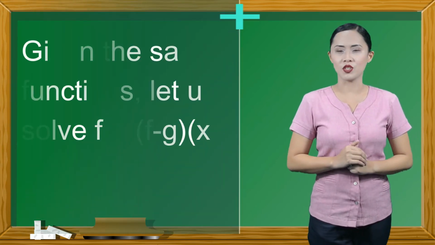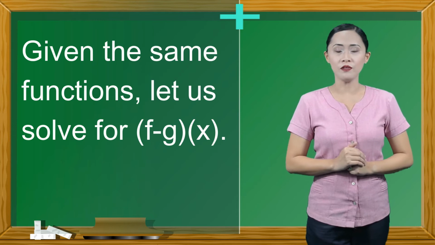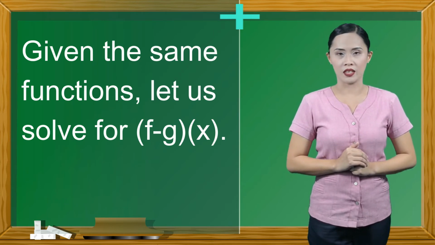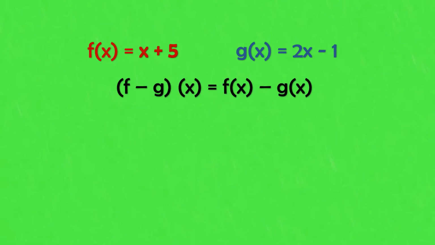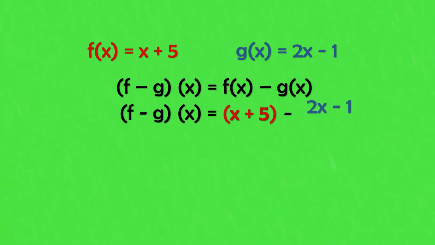Given the same functions, let us solve for f minus g of x. F minus g of x equals f of x minus g of x. We substitute the given functions, so we have f minus g of x equals quantity x plus 5 minus quantity 2x minus 1.